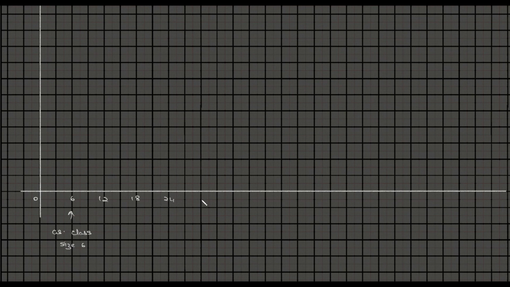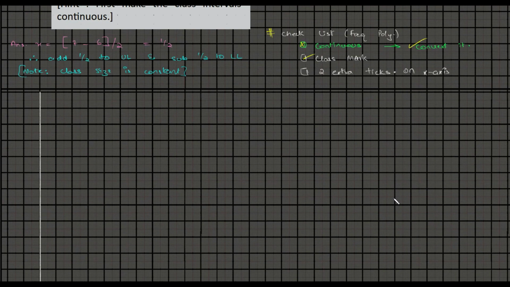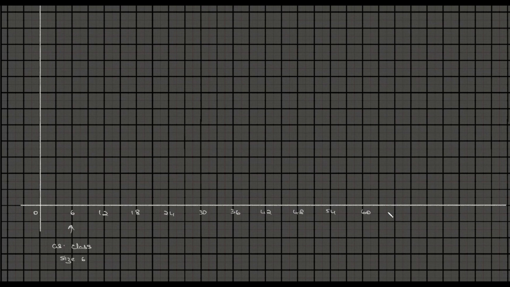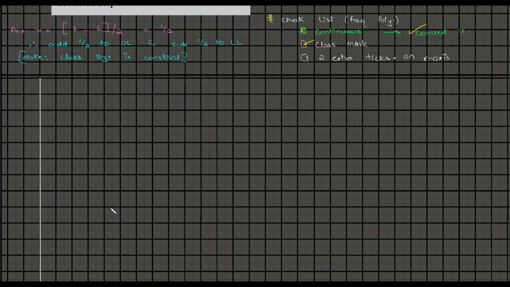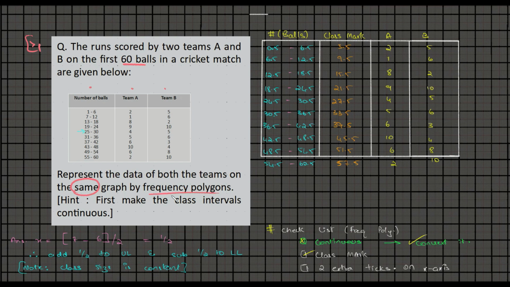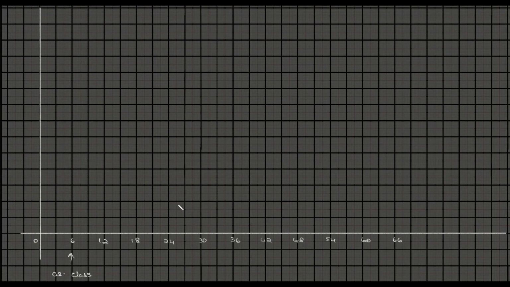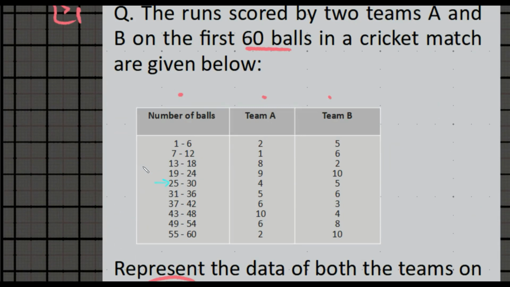18, 24, 30, 36, then 42, 48, 54, and 60, and I think 60 is the last thing, right? And one more, 66. And now we have to find the class mark of 3.5. And next, after 2 centimeters, will be 9.5. So if you find 3.5, then finding the remaining things is not that difficult. So let me explain why and how.